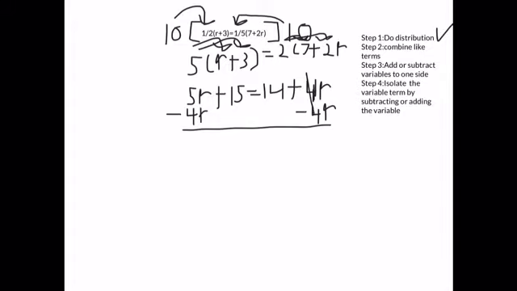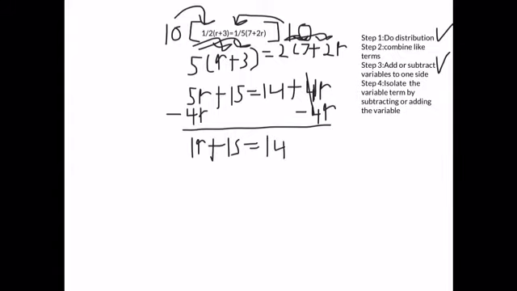So 4r would cancel out 4r. And then 5r take away 4r is 1r, and plus 15 equals 14.